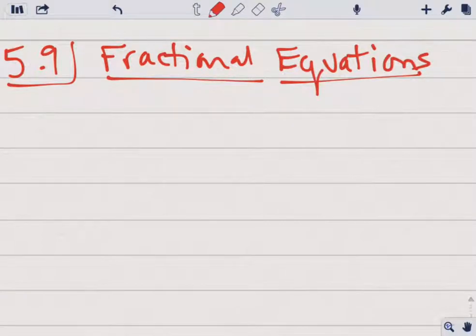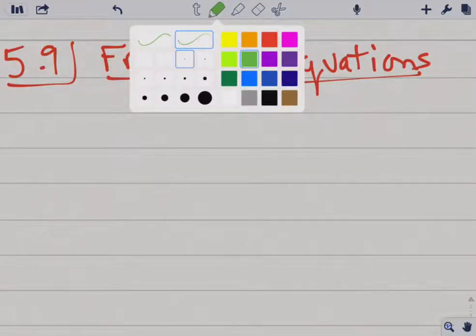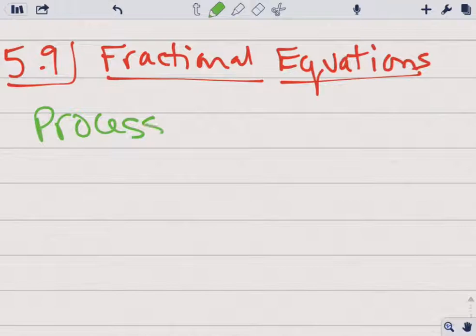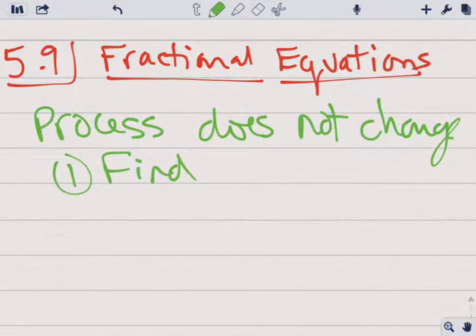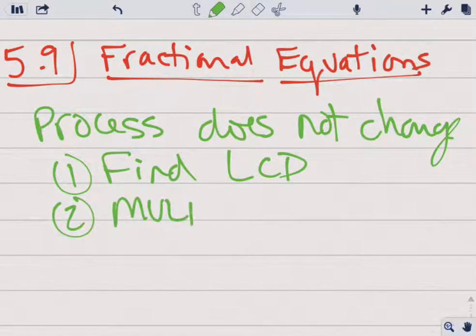Okay, so this is starting 5-9. This is going to be part 1. These are fractional equations. The good news about this is the process does not change. Again, first step is find the LCD. Second step is multiply by the LCD. And from that, we will end up doing a few things outside of that.